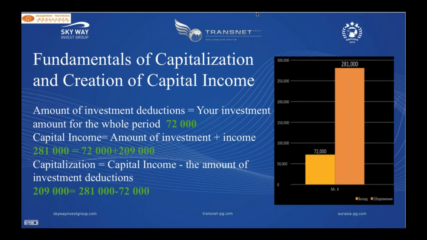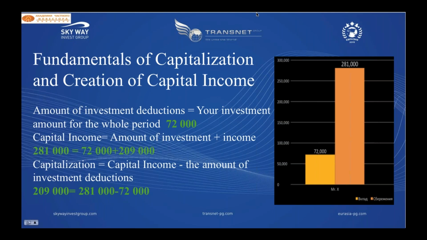And the last one is capitalization. What is capitalization? It is the capital income minus the amount of investment deduction. The capital income is 281 minus 72, and you have 209,000. So this is the capitalization. It's the difference between what you gained minus the amount you started with, and that's how you calculate your money capitalization. This is a bit more technical because we talk about the financial terms, but you need to know the basics so you can also explain this to your team.